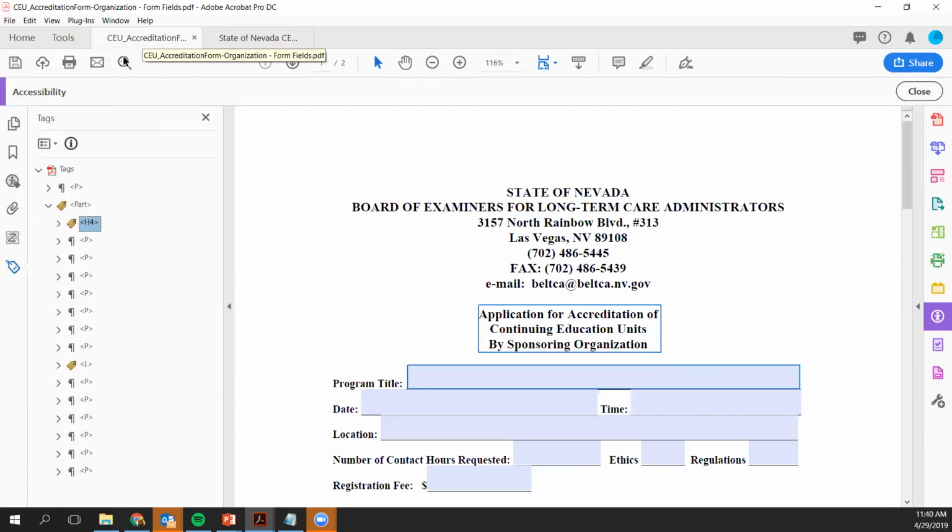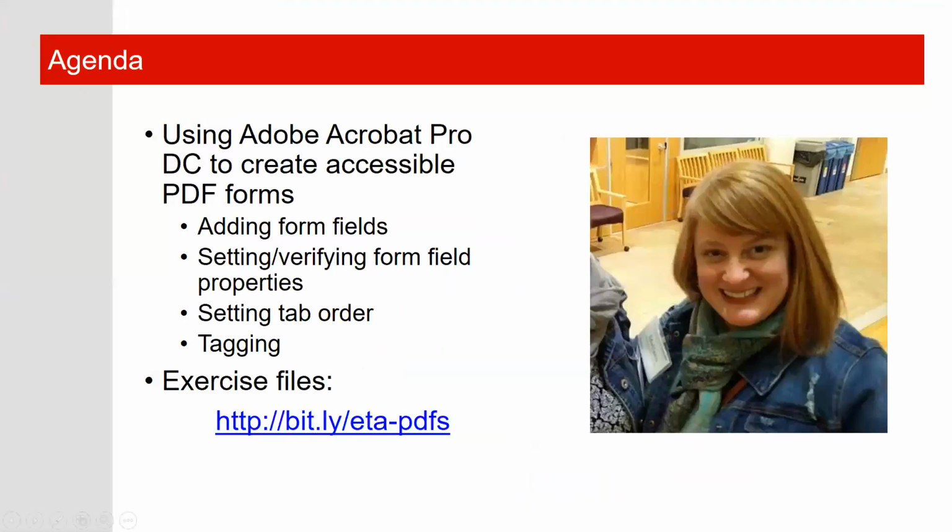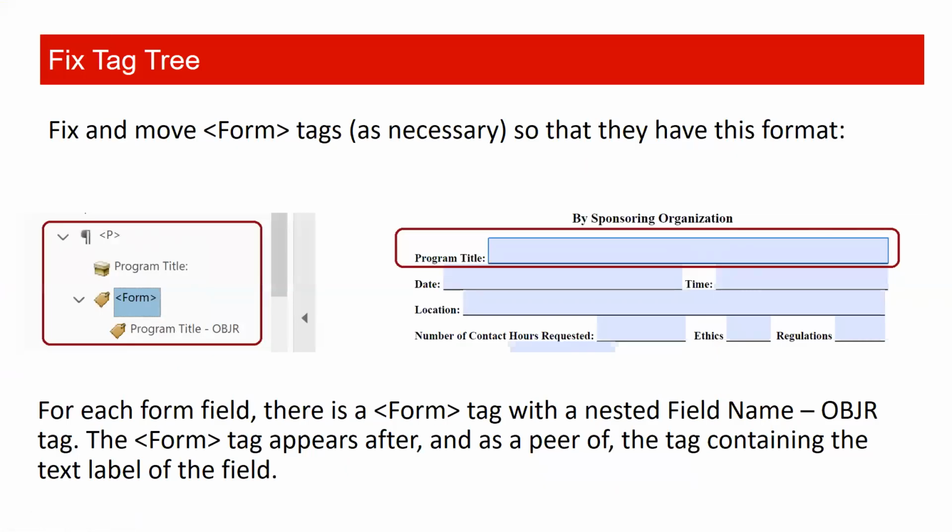So going back to our current file that we're working with, when it comes to form tagging, the most important thing is to ensure that your form tags have a particular format. Let me bring up a picture that illustrates that. For each form field, there should be a form tag with a nested field name object reference tag. So let me say that again. For each form field, there should be a form tag.